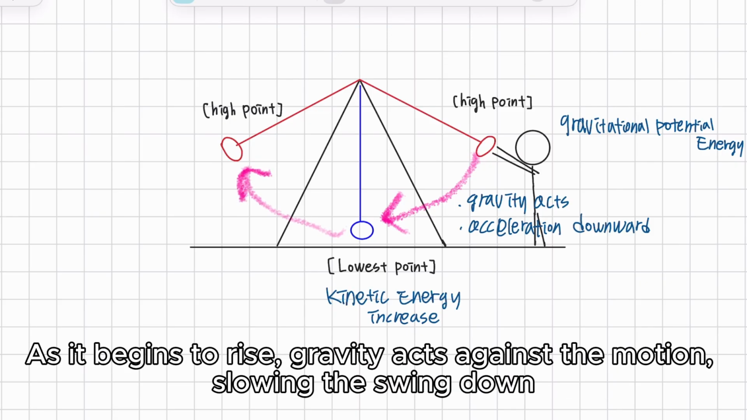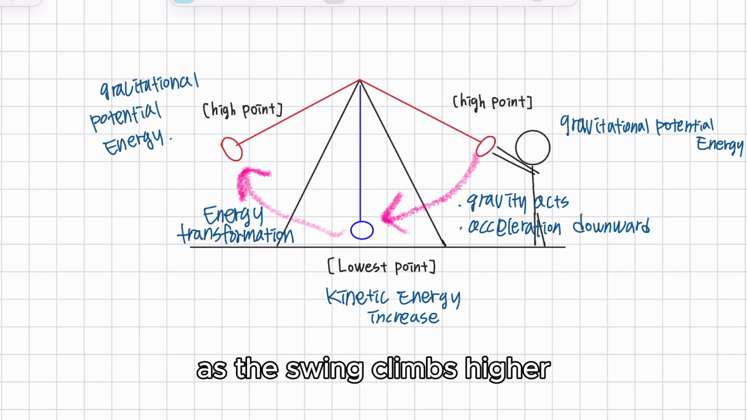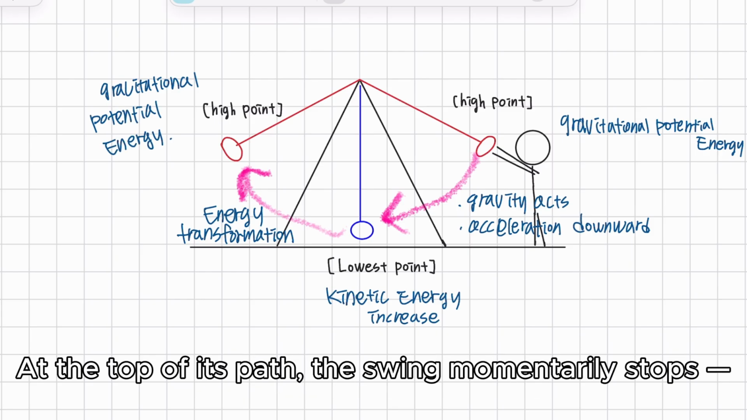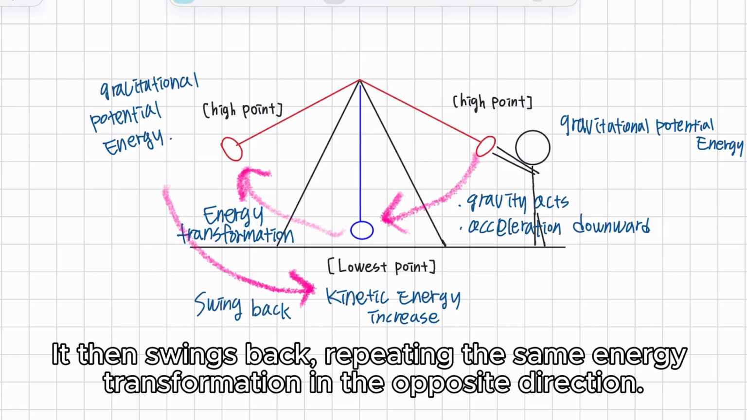As it begins to rise, gravity acts against the motion, slowing the swing down. The kinetic energy is gradually converted back into gravitational potential energy as the swing climbs higher. At the top of its path, the swing momentarily stops. All the remaining kinetic energy has turned into potential energy. It then swings back, repeating the same energy transformation in the opposite direction.